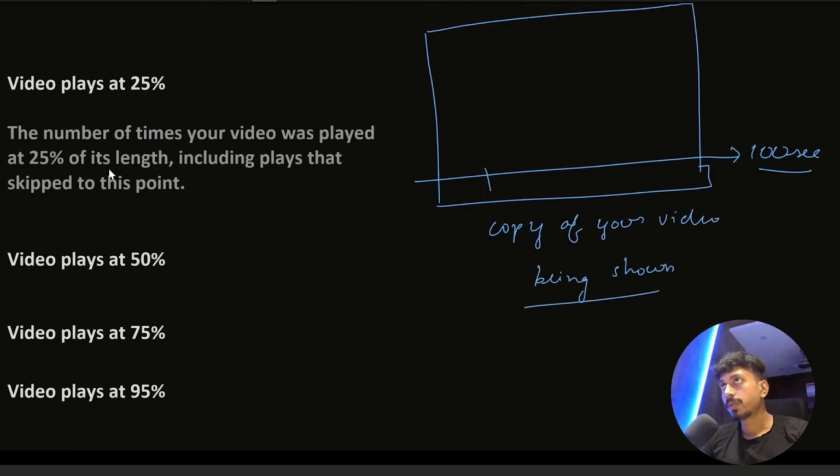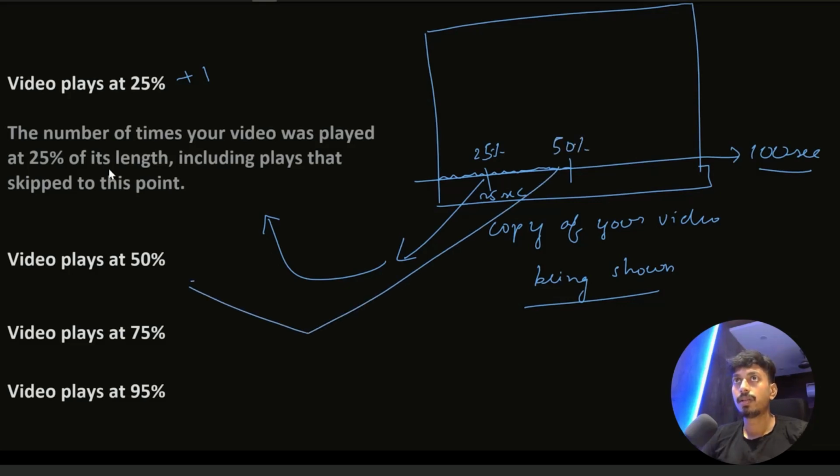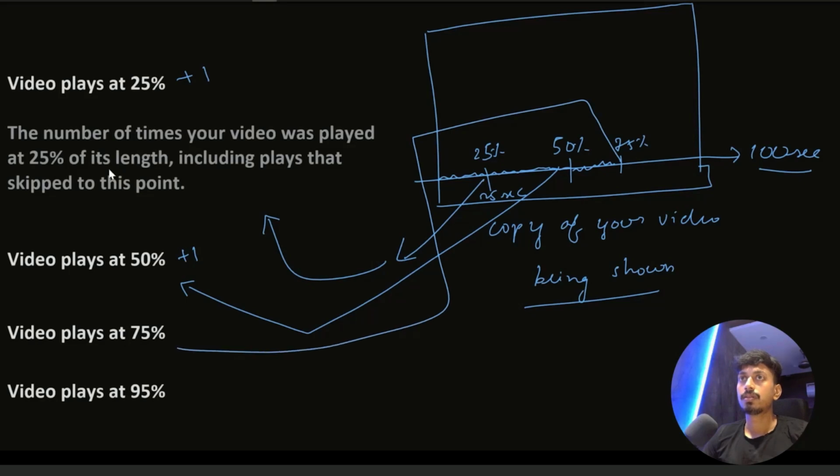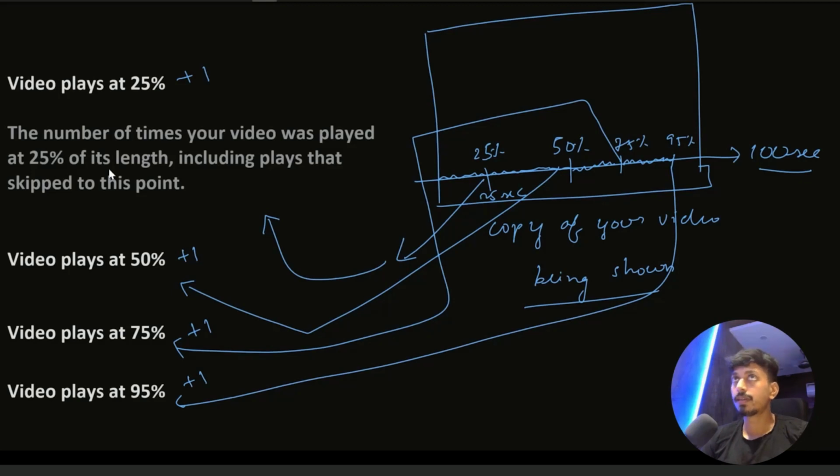If they watch 25%, or in this case 25 seconds, this counter will increase by +1. Now this same user reached here and watched 50%. This counter will increase. The same user got here, 75%, watched 75% of your video. Now this counter will increase by +1. The same user going here and watched 95% of your video. This counter will increase. I hope you're getting the flavor. This is the same user watching 25%, 50%, 75%, 95%, and all the way up to 100%.